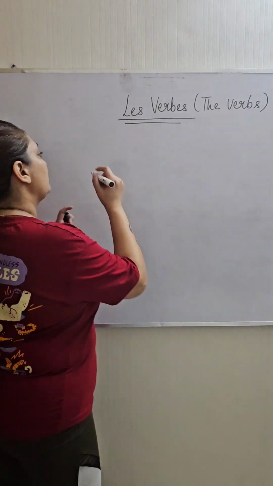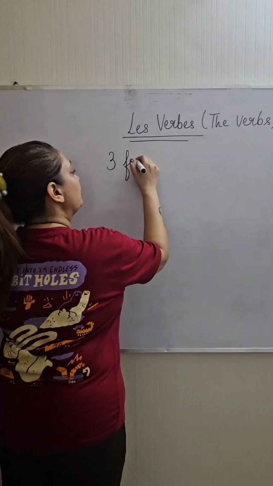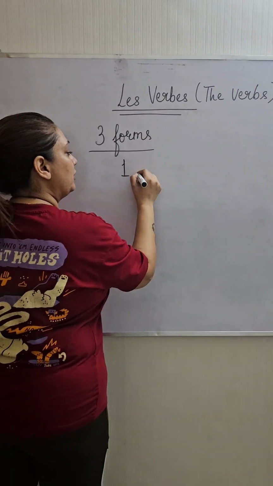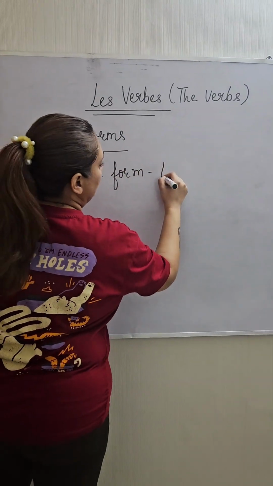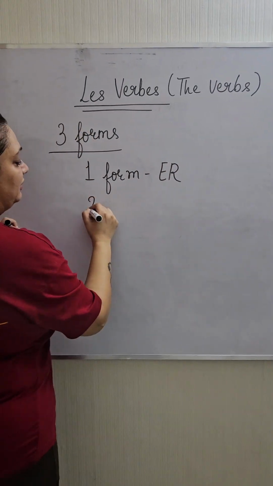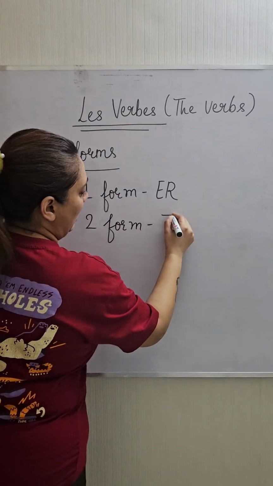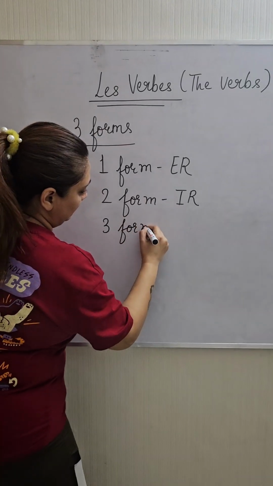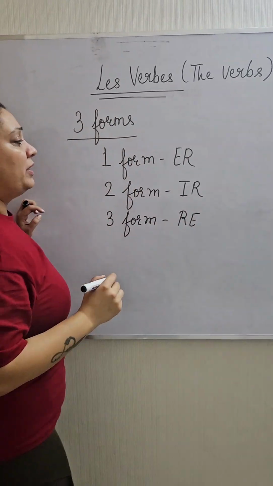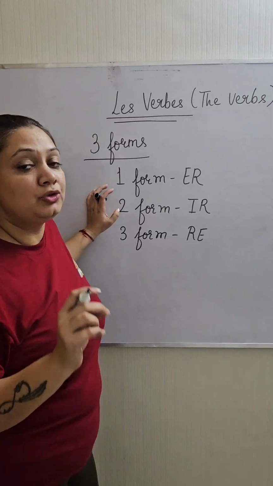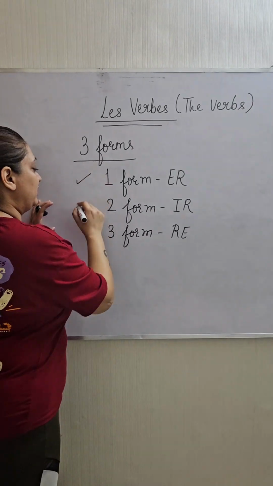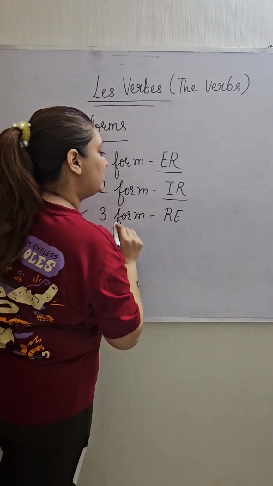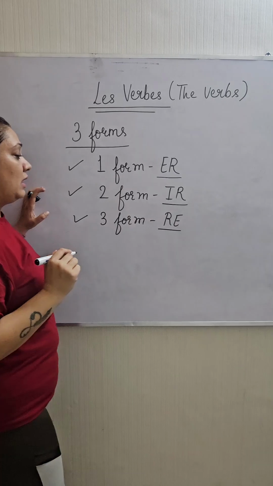So let's come. We have three forms of verb. Now what are the three forms of the verb? We have the first form, that is ER. The second form is IR. And the third form is RE. So when you're going to learn French, we are only going to have three forms of verbs. First, second and third. So the first one is ER. The second one is IR. And the third one is RE.